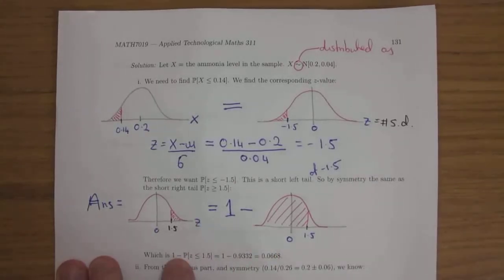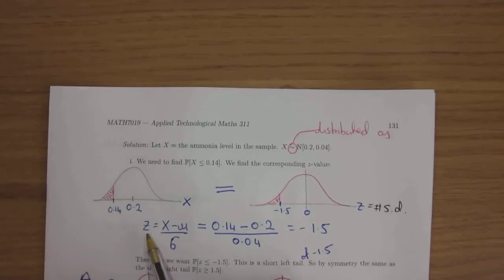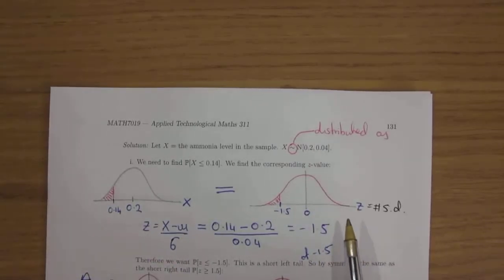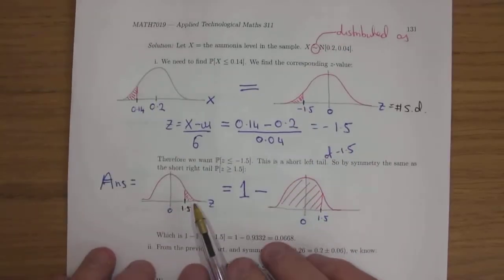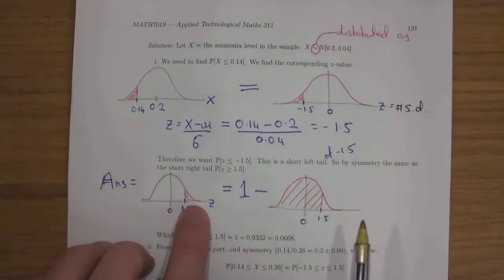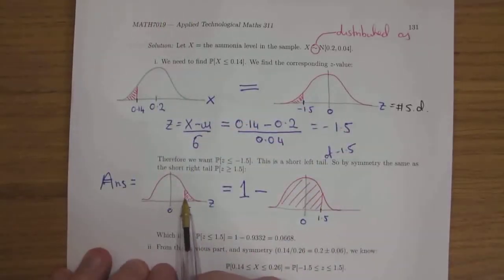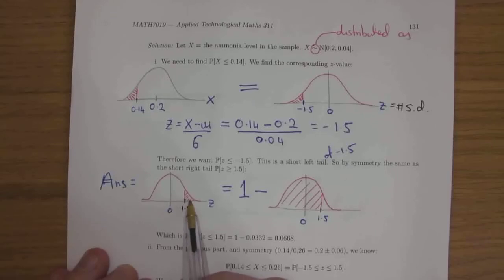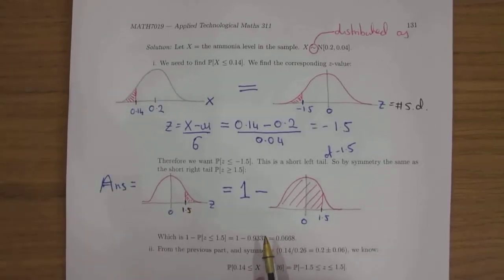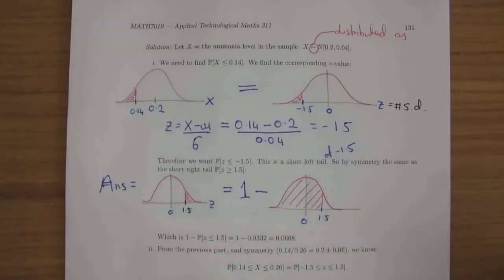So let's look at everything. We've got an X problem that we translate using this formula to a Z problem. Using symmetry, we convert the area in the long or short left tail to the area in the short right tail. And we say that if we look at the whole area and chop off the long left tail of 1.5, then that gives us this little bit that we're looking for. The reason we do that is because we can only really work with long left tails. So the long left tail of 1.5, we go here.